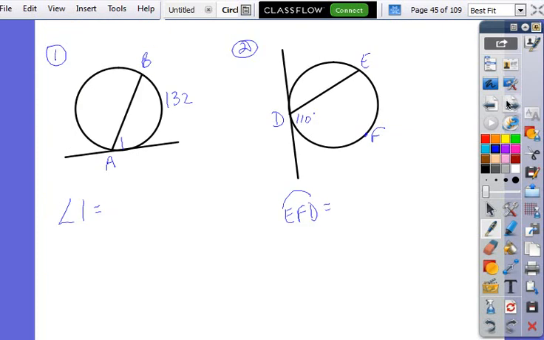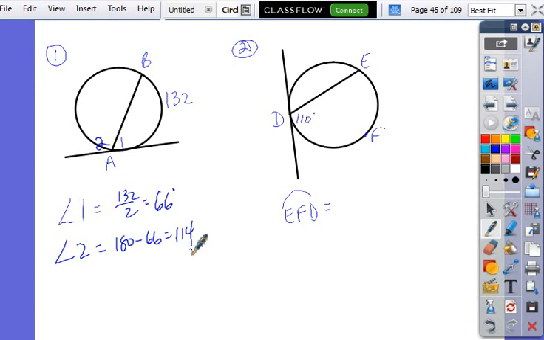How would I solve for angle 1? 132 divided by 2. If I'm looking for the angle and I've got the arc, I take the arc and divide by 2. How much? 66. What if I want to know what angle 2 is right there? Then you subtract 66 from 180. So angle 2 would be 180 minus 66, or 114. Make sure you understand that, because you're going to have to do that a bunch.